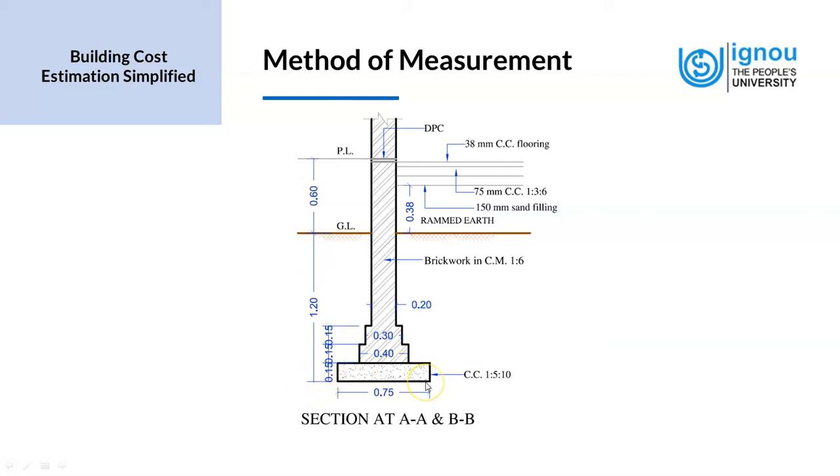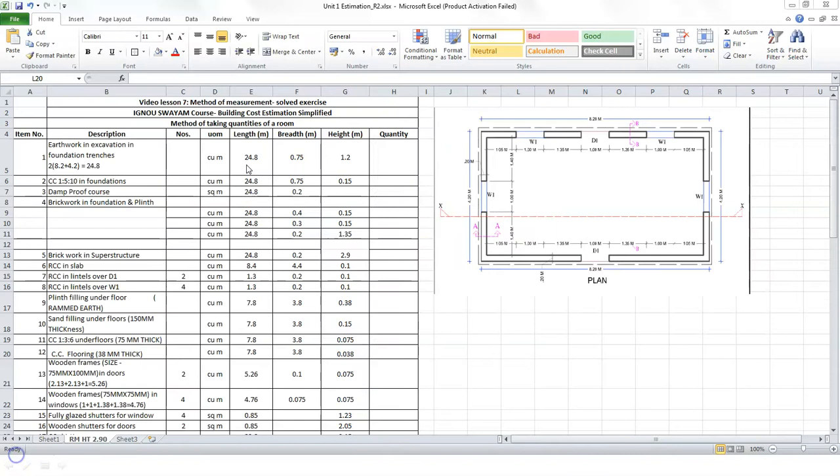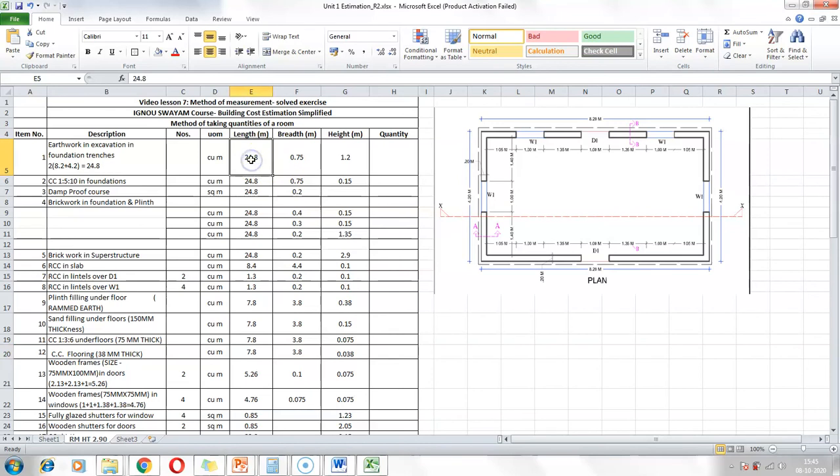So we get two pieces of information from this drawing, from the section of the foundation, which is the width of the foundation, which becomes the width of the excavated area, and also the depth to which we have to excavate, which is 1.2 meters. So this information we carry on to our Excel sheet. So for the earthwork excavation, we have 24.8 as the length, and the 0.75 which we took from the section drawing, which is the breadth of the excavation, and the height is 1.2 meters. So this is the information that we carried on from the drawings.